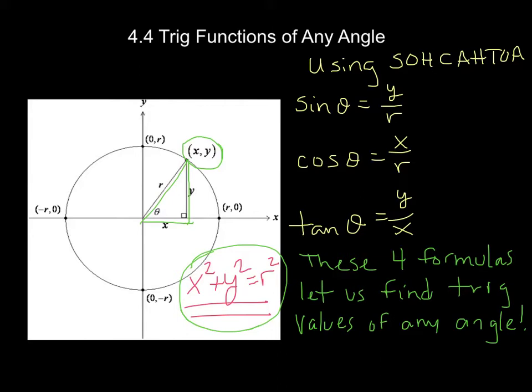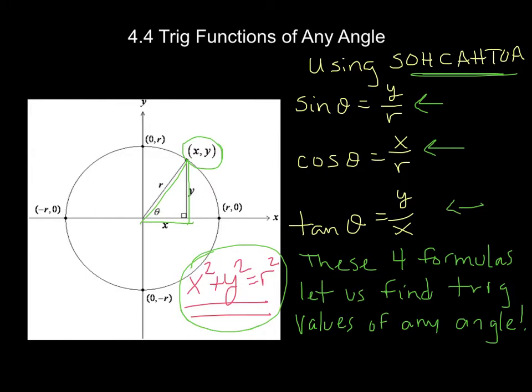Combining the idea of the circle with our SOHCAHTOA, our right triangle trigonometry, we could say that the sine of theta, which was opposite over hypotenuse, now becomes y divided by r. The cosine, which we thought of as adjacent over hypotenuse, well, the adjacent side is now the x value of our coordinate. And the tangent, which was opposite over adjacent, becomes the y coordinate divided by the x coordinate.